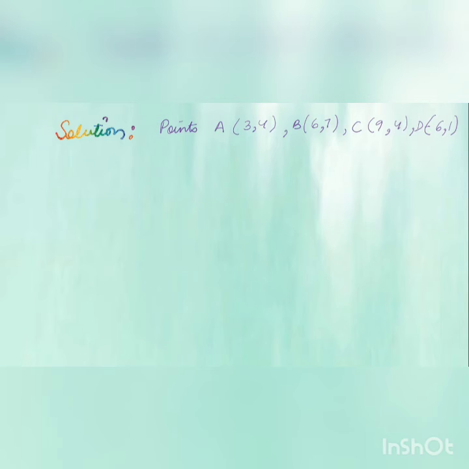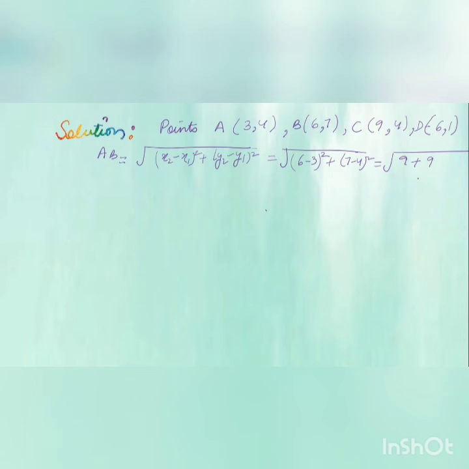Now we want to find out the 4 sides. So first find AB using the distance formula, that is the square root of x2 minus x1 squared plus y2 minus y1 squared. So AB is the square root of 6 minus 3 squared plus 7 minus 4 squared. 6 minus 3 squared is 9, 9 plus 7 minus 4 is 3, 3 squared is 9. So it is under root 18, or you can say it is 3 root 2.